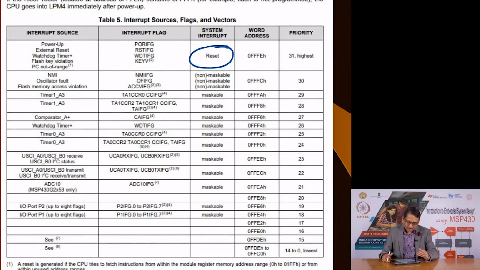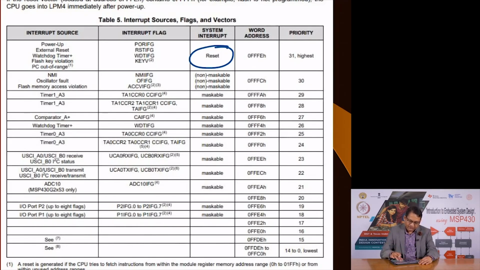We will go into these details when we are using these peripherals, so I am not going to go through each one of them. But as you can see from this table, it has interrupts for timers as well as comparators, a watchdog timer, the universal serial communication interfaces and the ADCs, as well as ports.